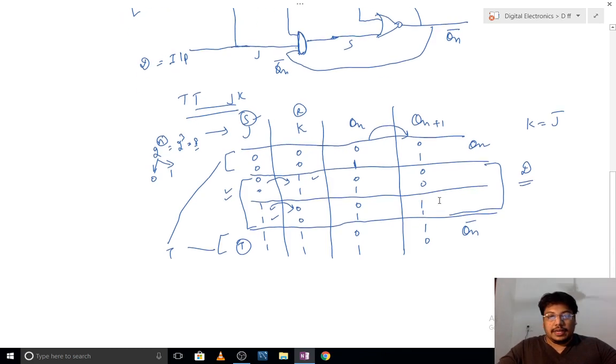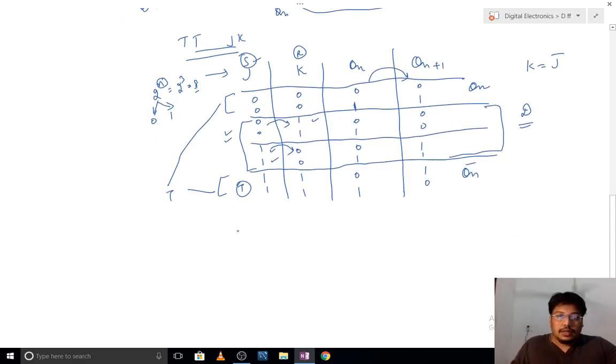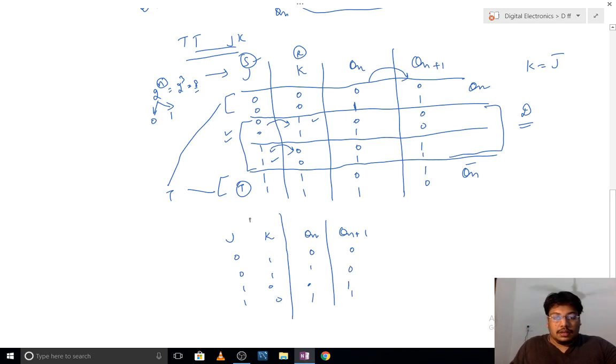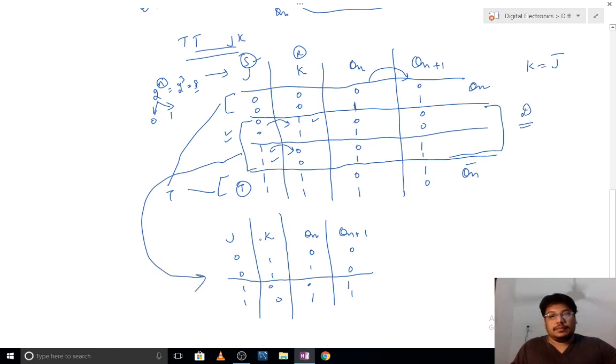Directly, let me make it very clear for you. Let us say j, k, qn and qn plus 1: 0, 1, 0, 1, 1, 0, 1, 0 and here is 0, 1, 0, 1. What will happen? It will be 0, 0 and 1, 1. I have taken the portion out from here. This is the truth table for, in the end, D flip-flop. These are my inputs and this is my output.